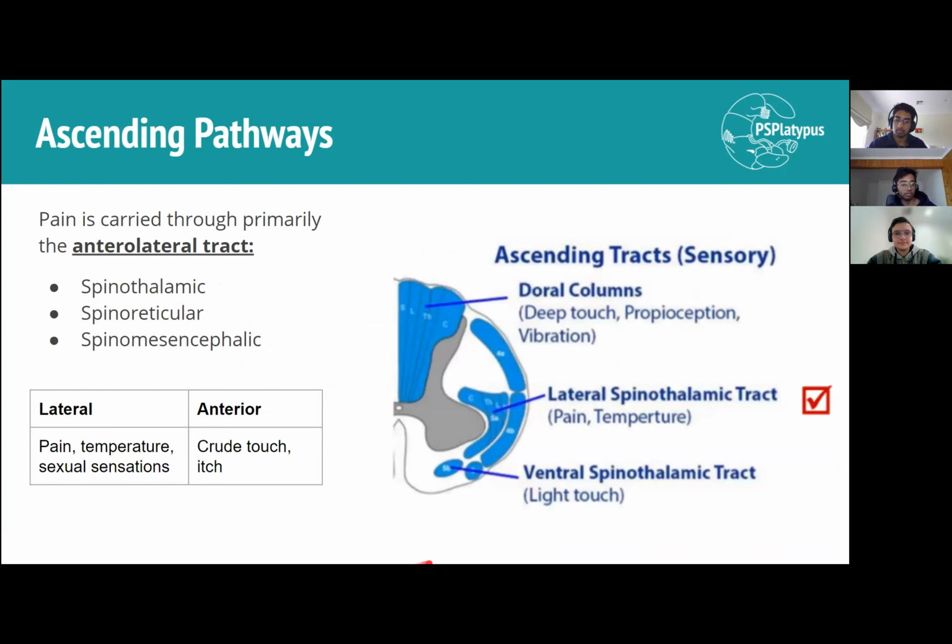All right, so we talked about specific individual neurons. Now we're going to talk about the pathways these neurons take to get to our brain from the afferent receptors and the afferent fibers.